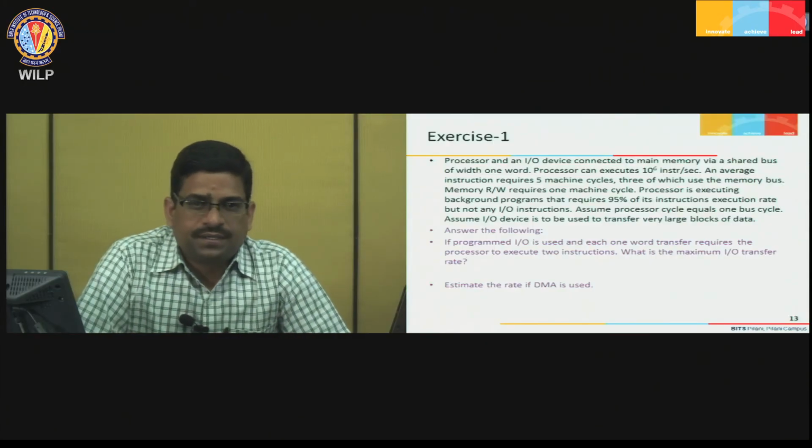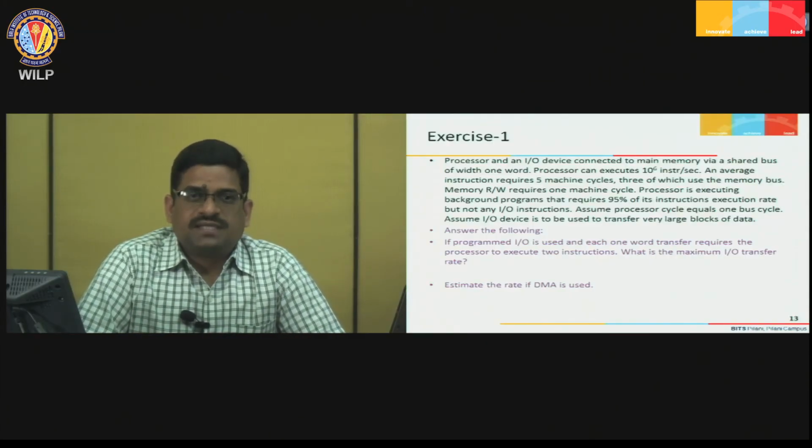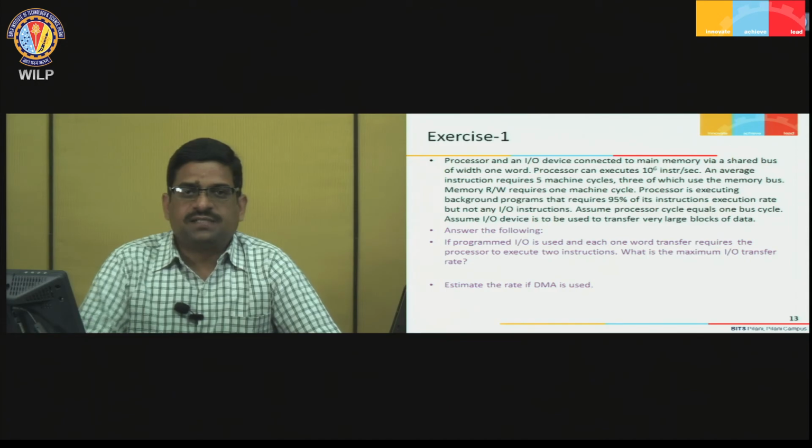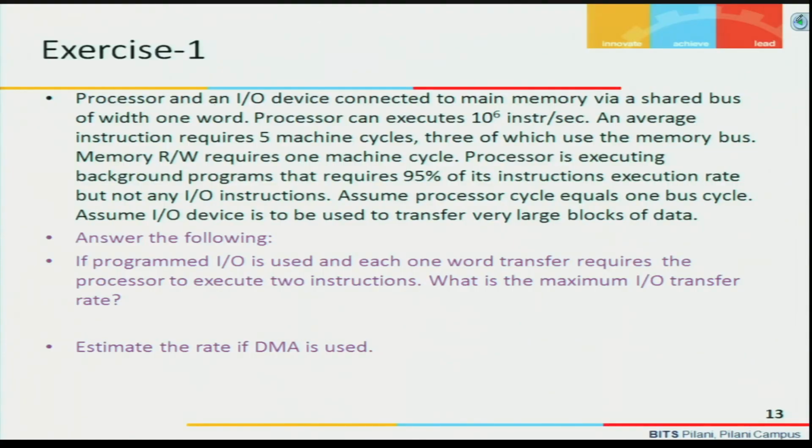Now, let us look at some exercises on the DMA activity or the DMA controller. So, the first exercise, I am reading the question: a processor and IO device are connected to the main memory via a shared bus of width 1 word. The processor can execute 10⁶ instructions per second, 1 million instructions per second. An average instruction requires 5 machine cycles. 5 cycles are required to complete one instruction.